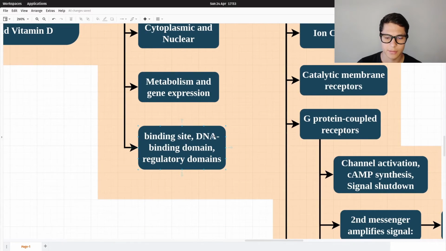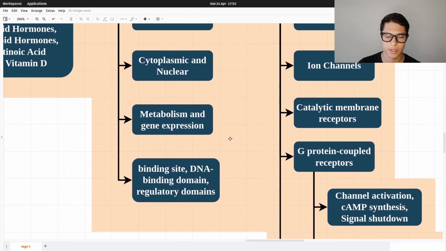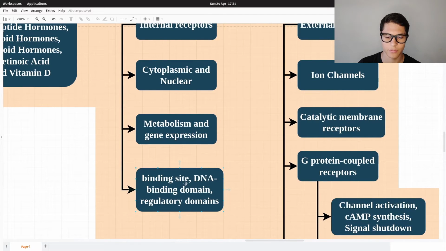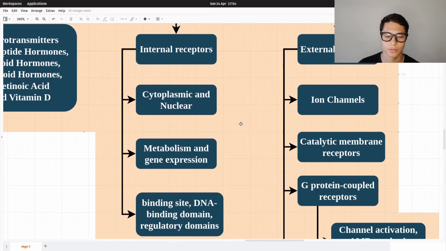The binding site, DNA binding domain, regulatory domains. What does that mean? They have a binding site for the molecule to bind to. The DNA binding domain, that means that the nuclear receptor then acts on the DNA and regulates the gene expression. And then we have the regulatory domains. Those are domains of the same DNA that are regulating the gene expression and also the signaling.